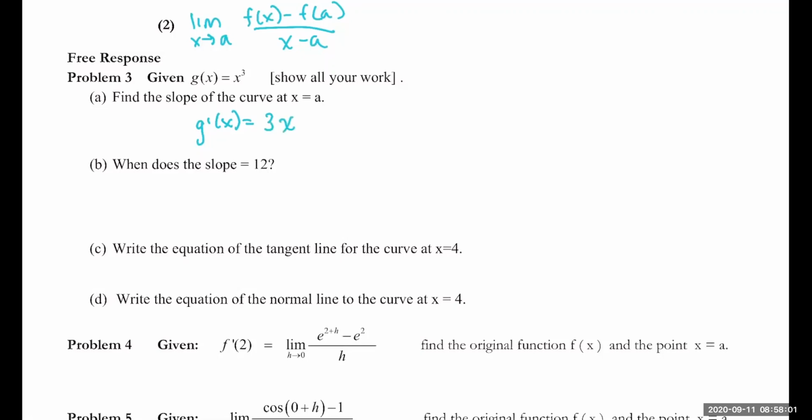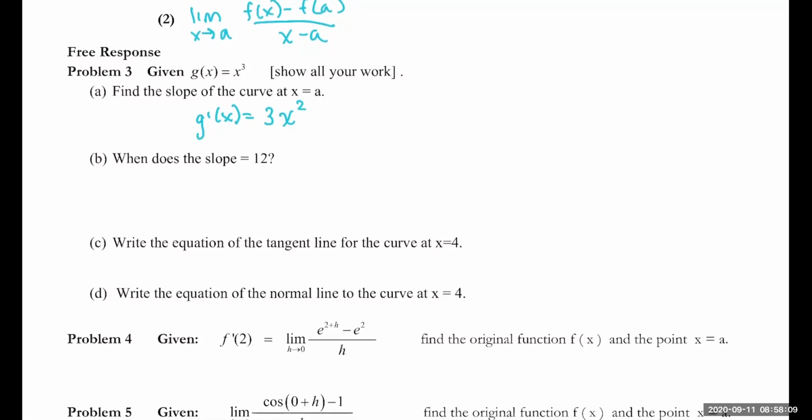So in this case, 1 is out front, 3 times 1 is 3, x to reduce the exponent by 1, so 3x squared. Now, if they say things like, write it so that it's in terms of a instead, then my slope, or my derivative, sorry, should be 3a squared.